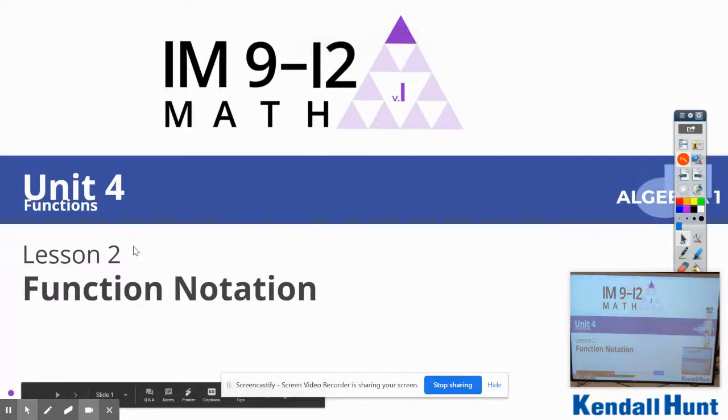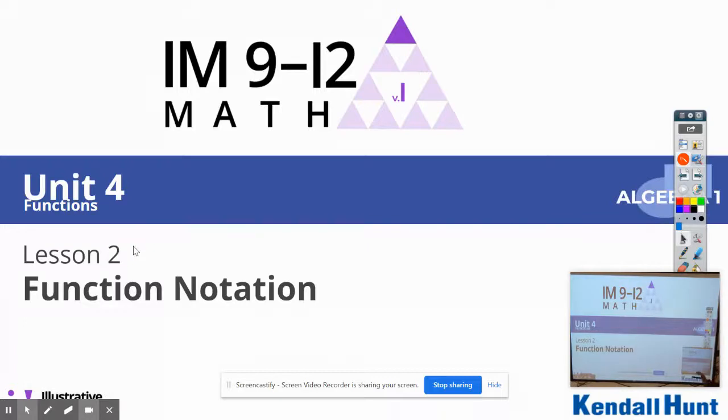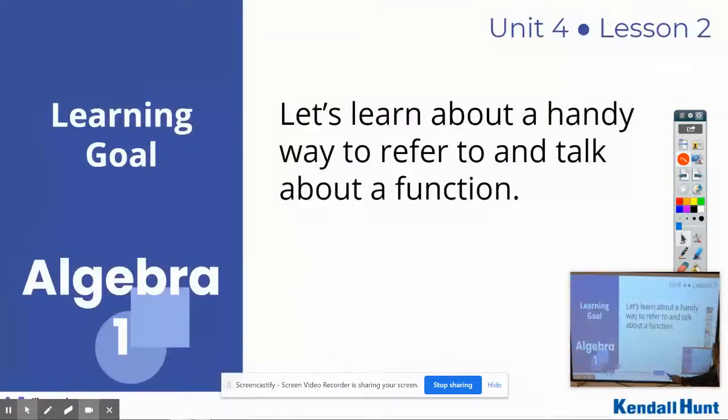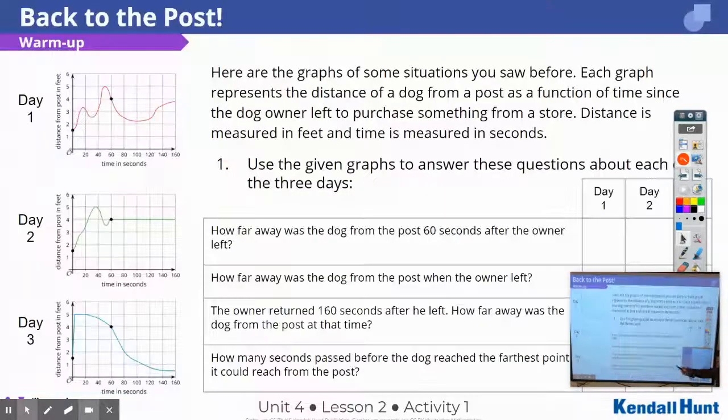Hey guys, so today we're going to talk about function notation and everything that leads into it. All right, so for your warm-up, we're going to look at the same graphs that we looked at before.